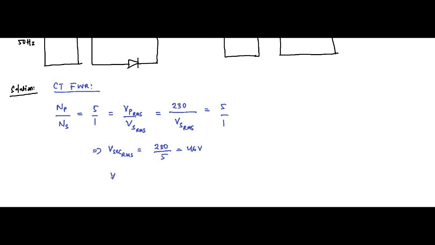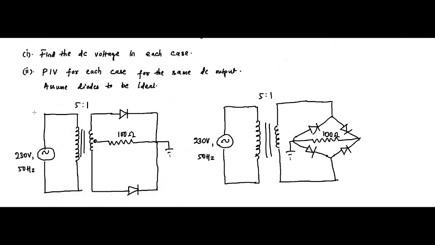Maximum value we know for sinusoidal supply, Vrms is equal to Vmax by root 2, isn't it? So the maximum value of the secondary winding voltage is equal to 46 root 2, which is equal to 65 volt. So here I will be copying this diagram to make you understand something.